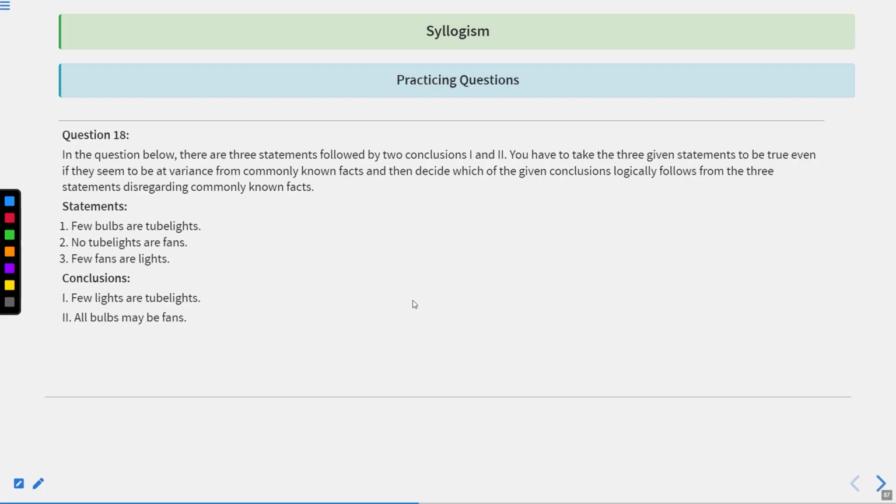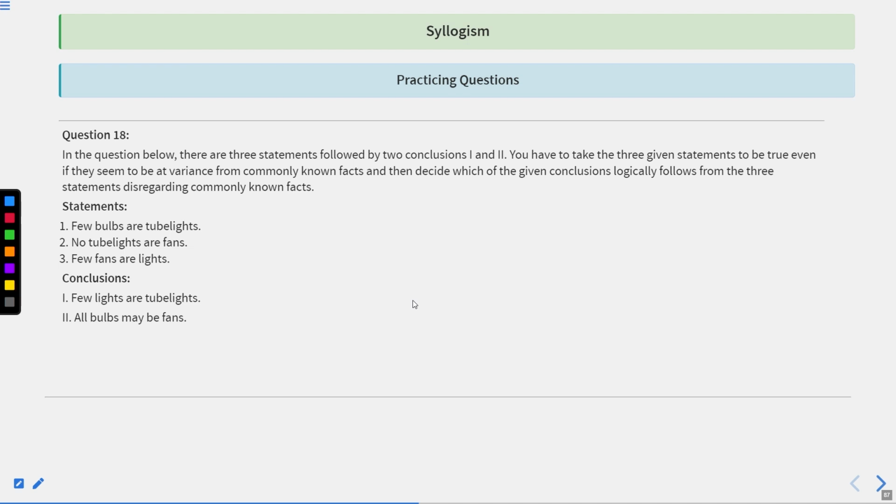So my dear students, in our previous lecture we discussed up to question number 17. In this lecture, we are continuing with the same practice questions of syllogism. So without any further ado, we will continue with the questions in front of us, and we are going to follow the same pattern.